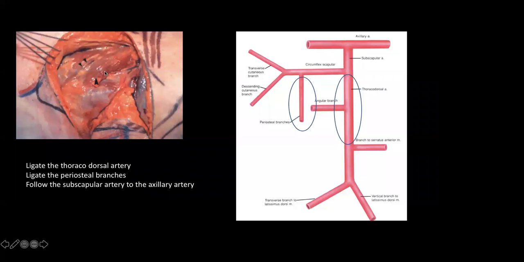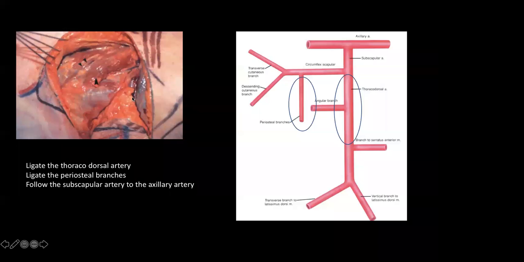You clip the thoracodorsal artery, you clip the periosteal branches, and then you follow this all the way up to the subscapular artery and take it off at its origin from the axillary artery. So you have to clip the periosteal branches, you have to clip the thoracodorsal artery, and you can follow the subscapular artery all the way to the axillary artery.